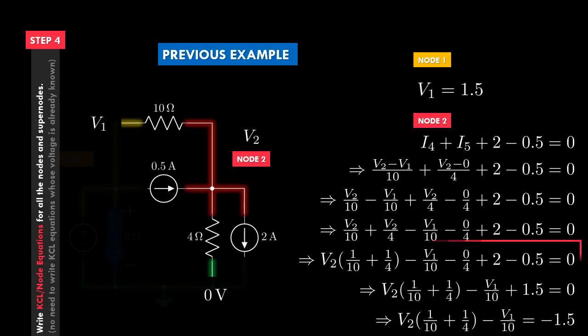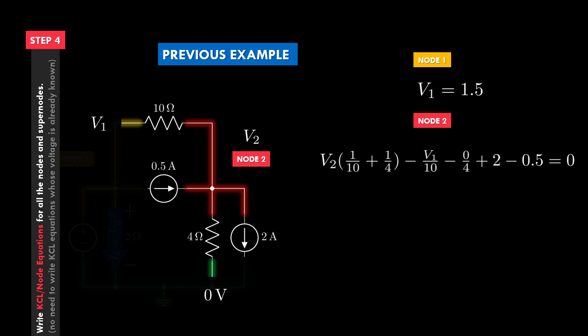But before that, let's discuss the shortcut that I keep talking about. In the previous example, I asked you if you could find a pattern. Let's take a closer look at that. How can we write this equation for node 2 directly? Well, this part obviously comes from the current entering or exiting that node.